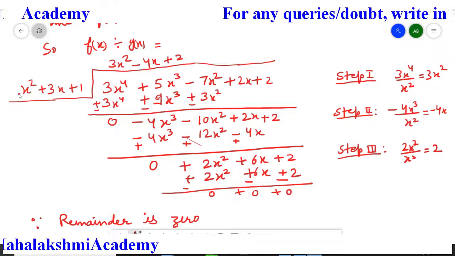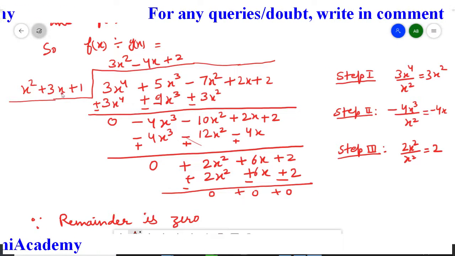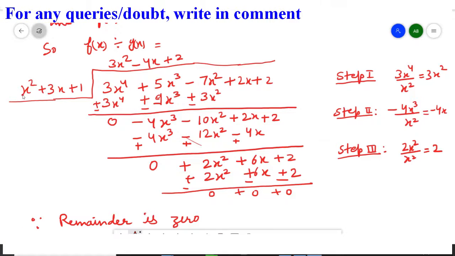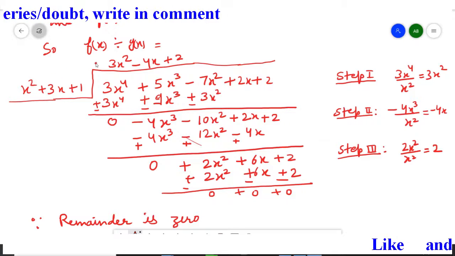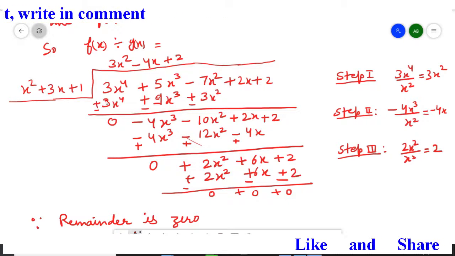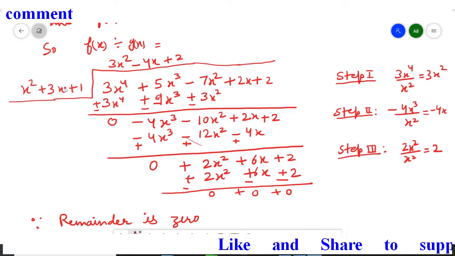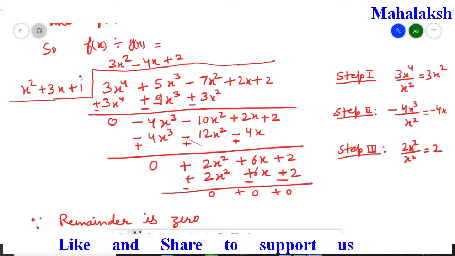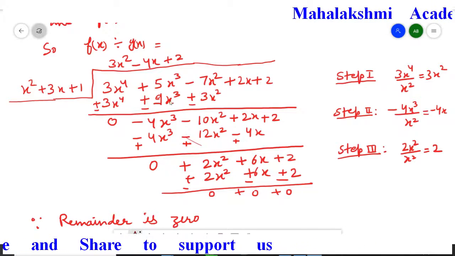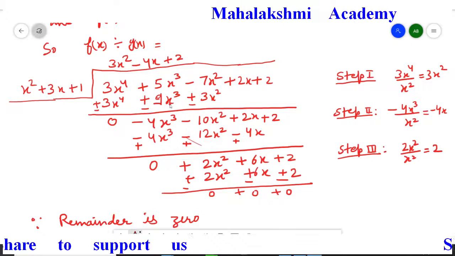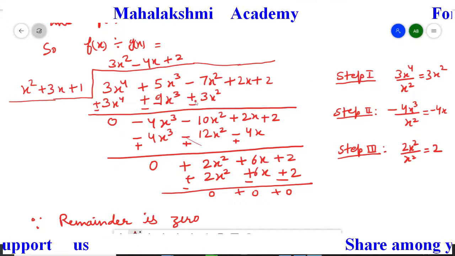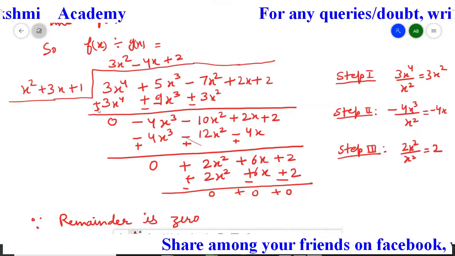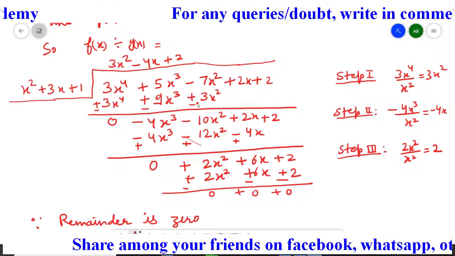This 3x square, one by one with all the terms, will multiply by the divisor. So 3x square multiplied by x square. In multiplication, you know that powers of the variable get added. So we get here 3x to the power 4, that I wrote here. In the same way, 3x square multiplied by 3x is 9x cube, sorry, because square and 1, so the power is going to be cube. And 3x square multiplied by 1 is 3x square. So when you write the product here, adjust with the like terms. Now do the sign change of the product. So plus will change to minus. Like this, do the sign change.